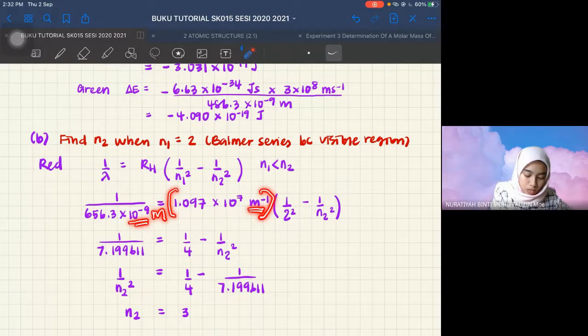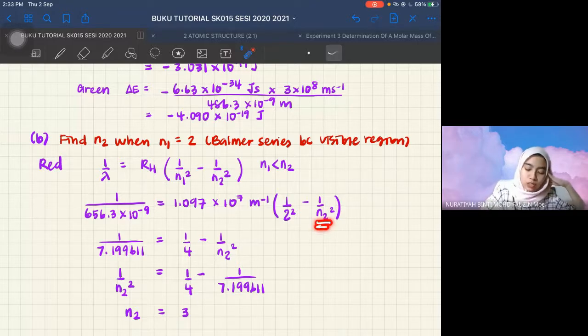So and then awak masukkan, awak punya N1 is 2 square. Okay, your N1 is 2. Okay. So your N2 is the one that we want to find.